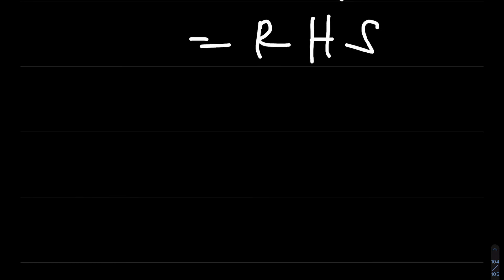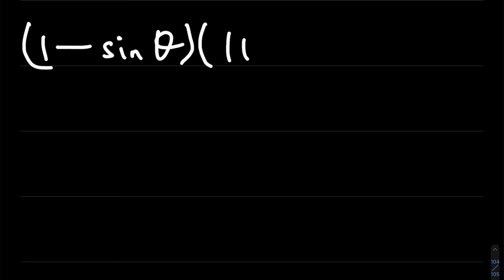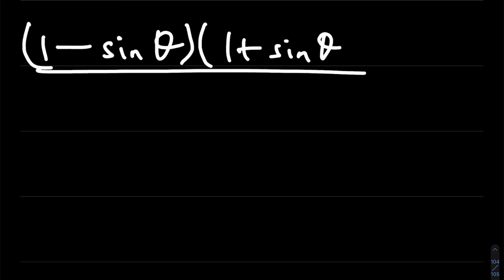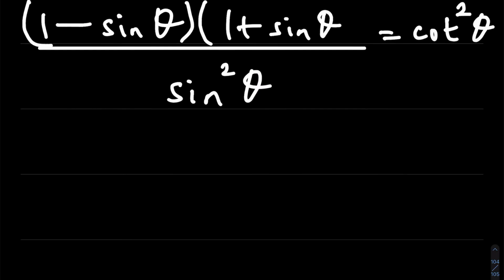Show that 1 minus sine theta times 1 plus sine theta all over sine squared theta is equal to cot squared theta. This is an easy one too.